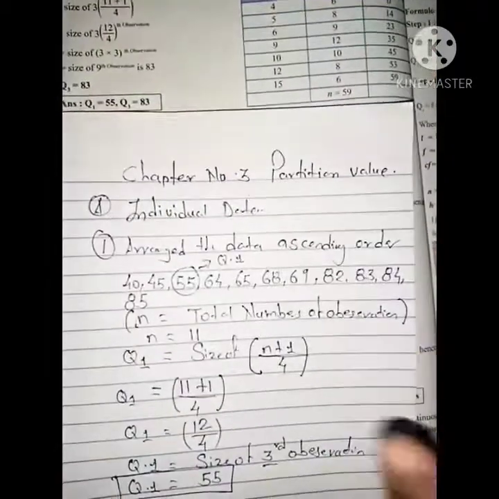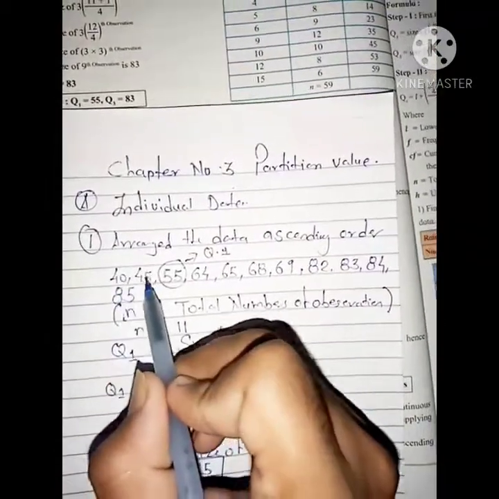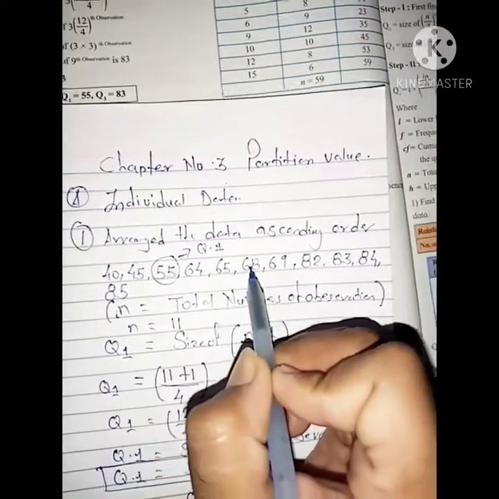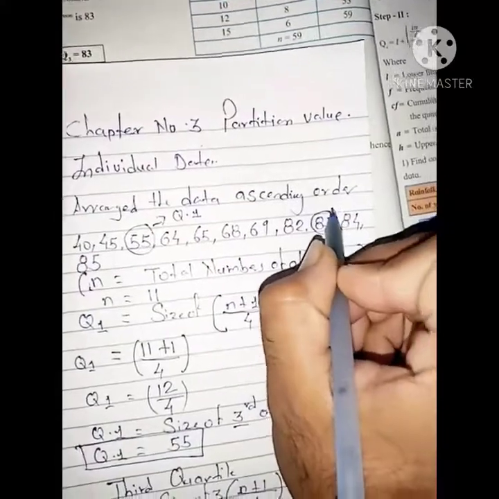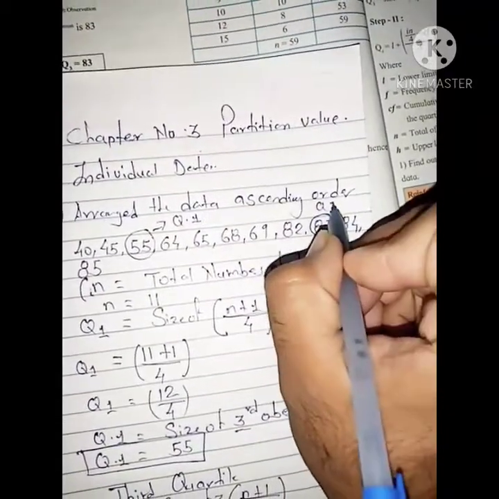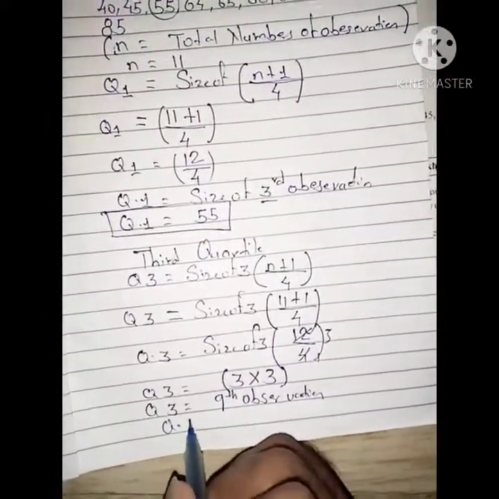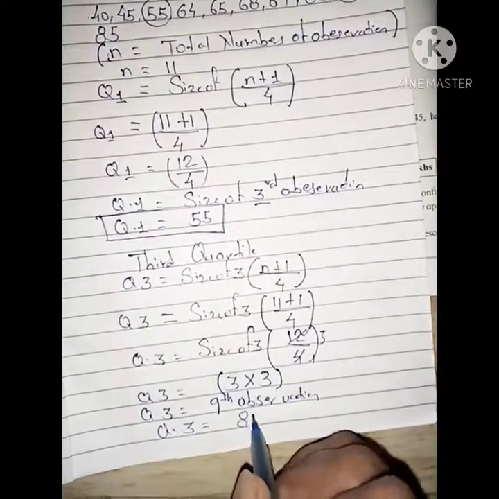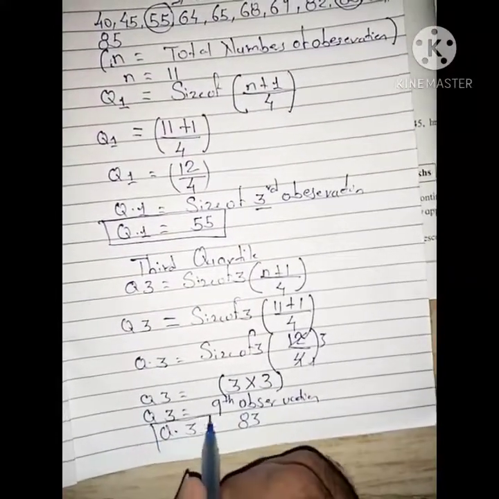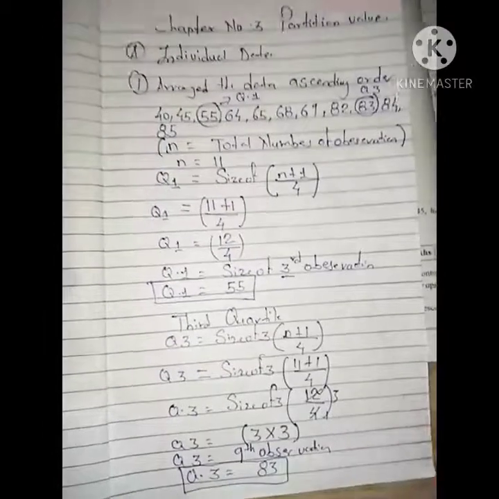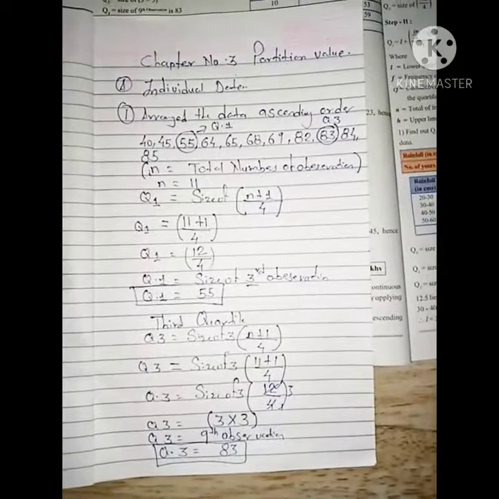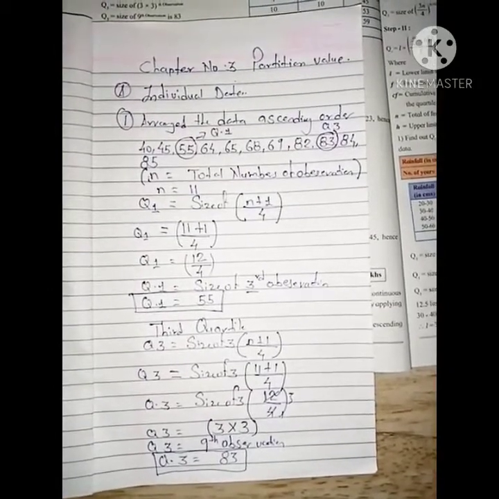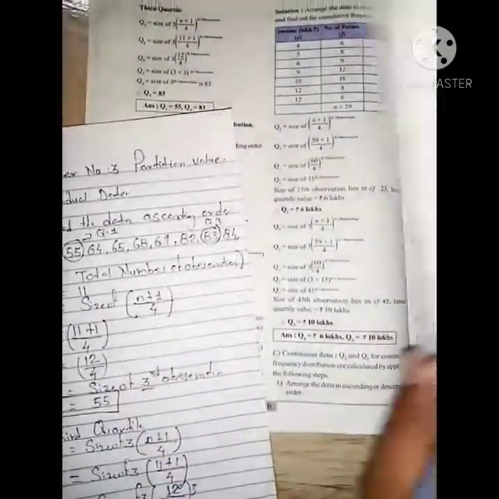Now what is the 9th? We need to go through the data again: first, second, third, fourth, fifth, sixth, 7, 8 and 9. So this 9th value, 83, is Q3. So you need to write Q3 is 83. This is our sum. You will write this sum in your notebook.